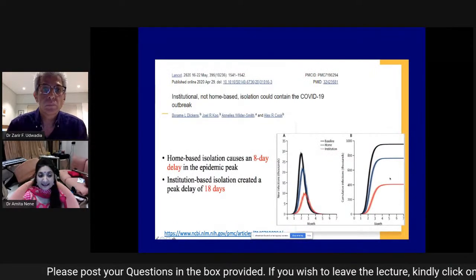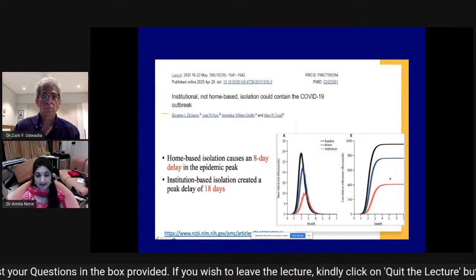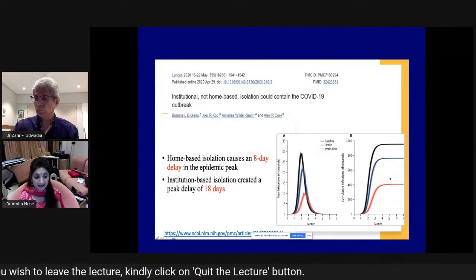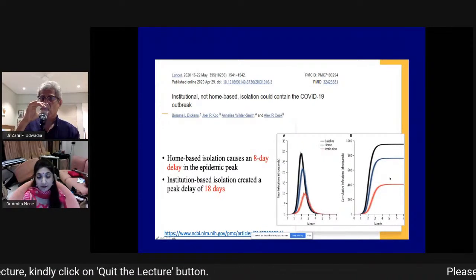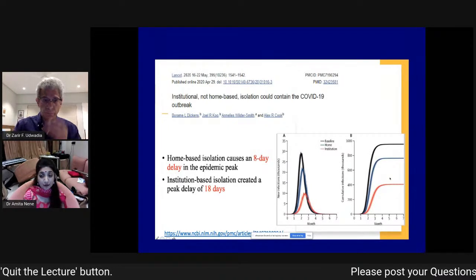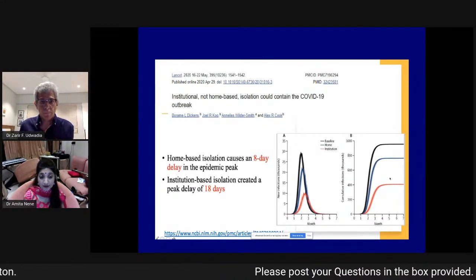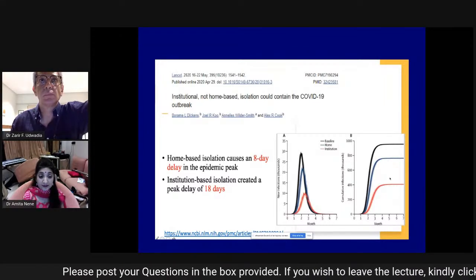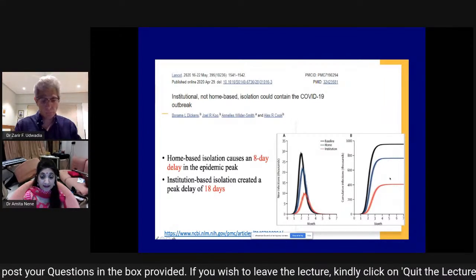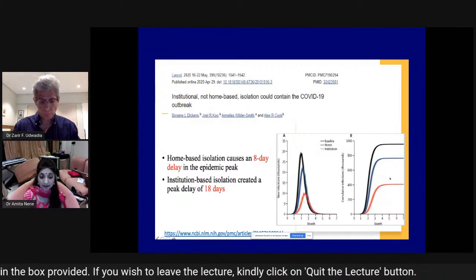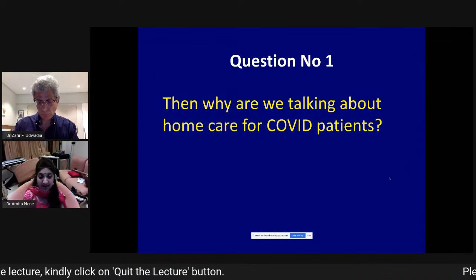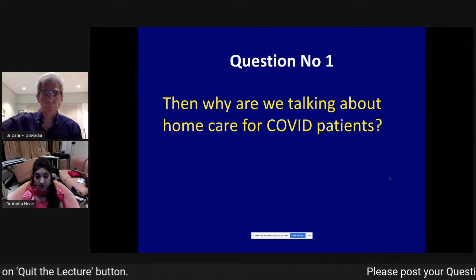So basically, the thing is that a very interesting study came out in Lancet May 2020. And this study was basically saying that if we want to curtail the spread of COVID-19, then would home care be better or would institutional care be better? And no guesses. Institutional care was much better if we had to curtail the spread of COVID-19 outbreak. If this is so, then why are we actually having this webinar at all? Why are we talking about home care for COVID patients?